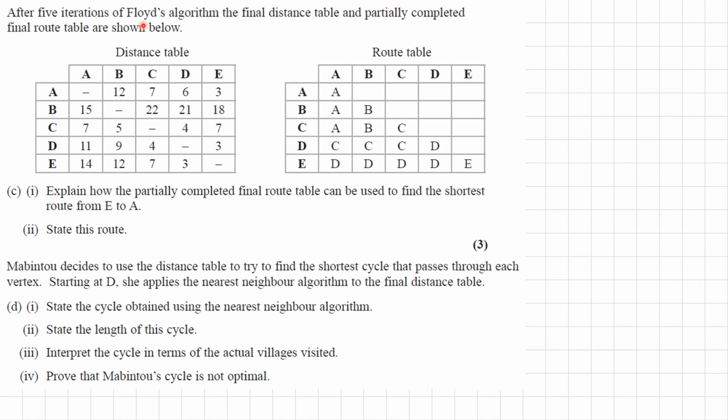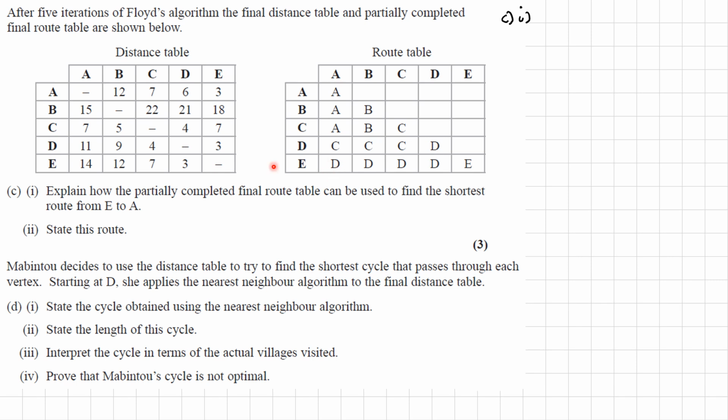After 5 iterations of Floyd's algorithm, the final distance table and partially completed final root table are shown below. First part of part C, what we need to do is to explain how the partially completed final root table can be used to find the shortest route from E to A. So what we need to do is to explain in words how we would do that.